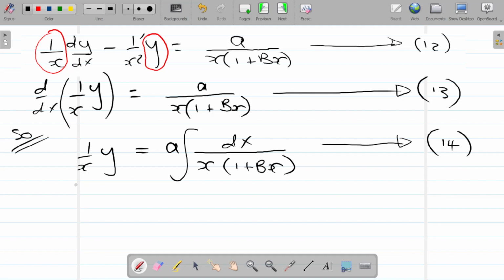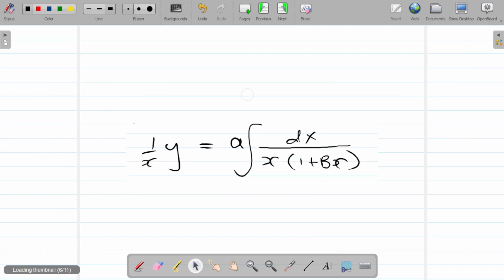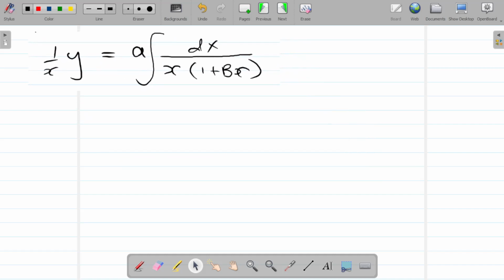Now we need to expand the right hand side using partial fractions. I'll just write PF. That doesn't look like a brilliant P, does it? Right, okay, using partial fractions. Okay, so let's cut and paste this and move on to the next page.